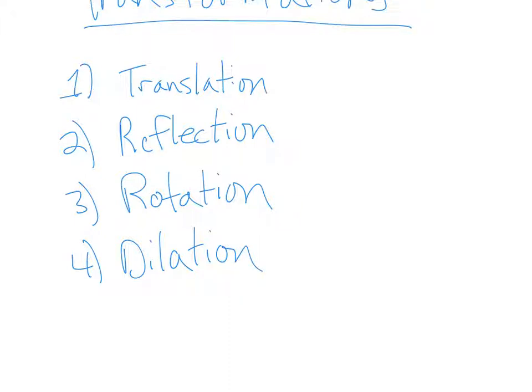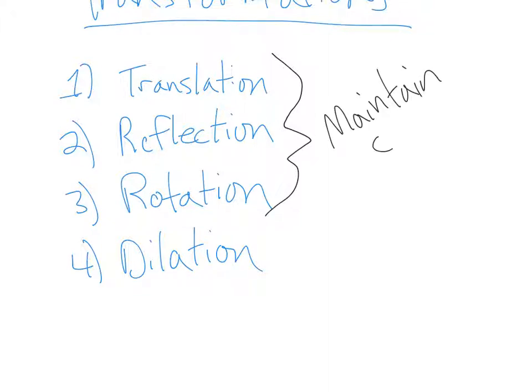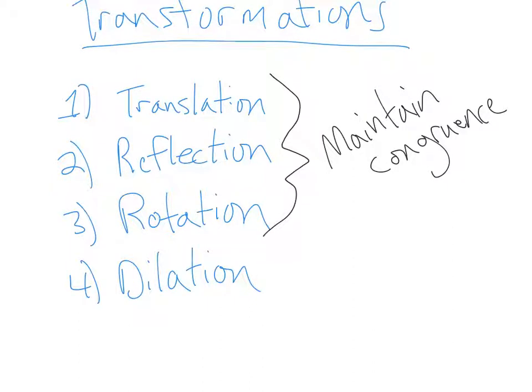Okay, so the first three are going to maintain congruence whenever we perform them on an object. So if I translate an object, that just means I'm shifting it, I'm moving it up, down, left, or right. I'm not changing the shape or the size of the object. A reflection is where we're just going to be flipping it over a line of symmetry, whether that be most commonly the y-axis, the x-axis, maybe the origin. But that also will not change the size and shape of the figure. That's just going to flip it.